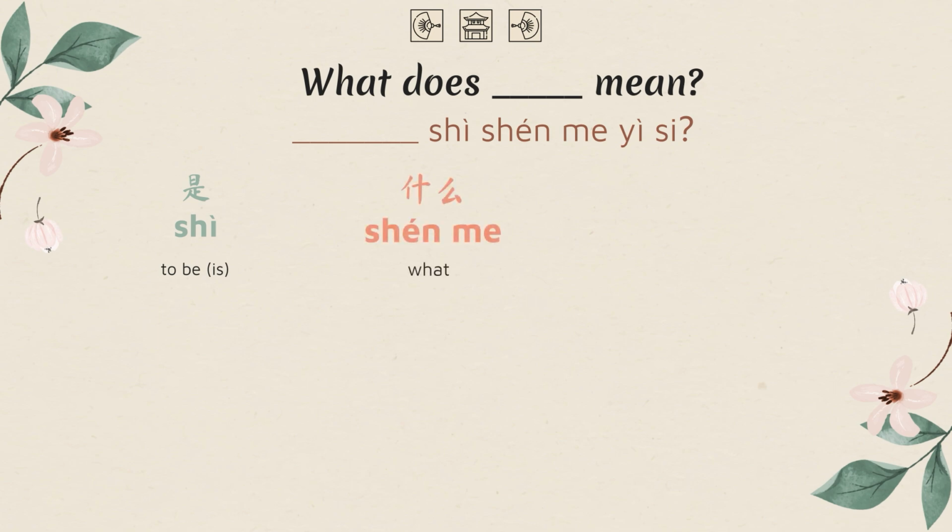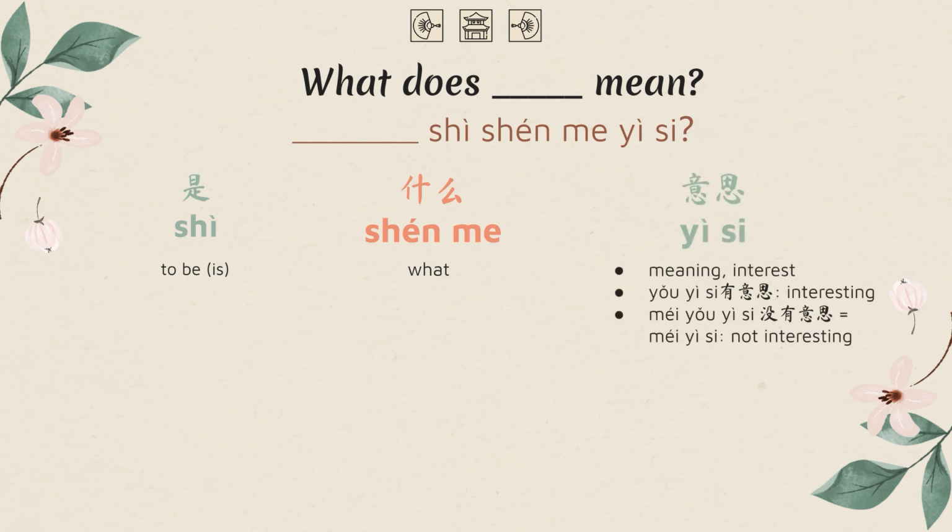什么 means what. 意思 means meaning or interest. Here, obviously, it means meaning. When it means interest, though, there are some words that we could learn. For example, 有意思 to have interest. That means something is interesting. And then the opposite of that is 没有意思 to not have interest. Or you can shorten that to simply 没意思.